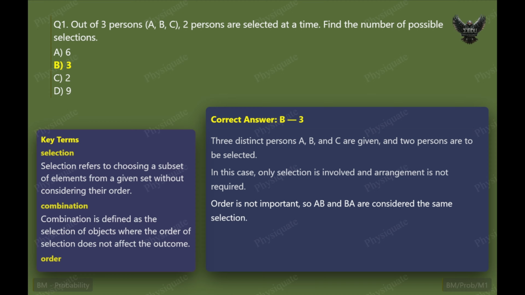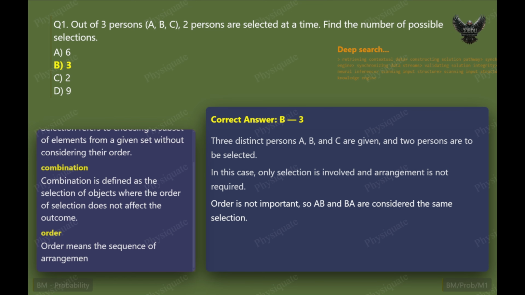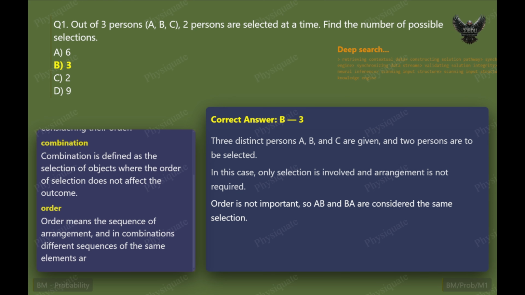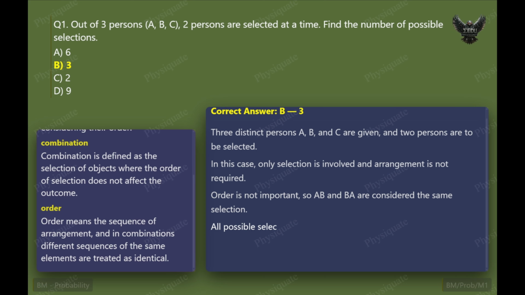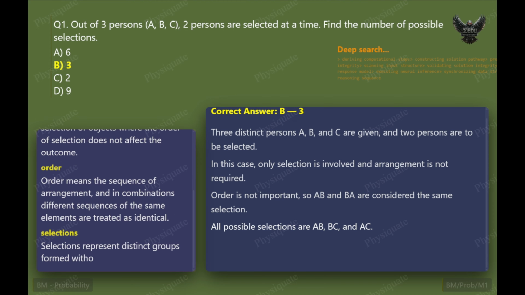We now discuss order. Order means the sequence of arrangement, and in combinations different sequences of the same elements are treated as identical. All possible selections are AB, BC, and AC. We now analyze selections. Selections represent distinct groups formed without considering arrangement.